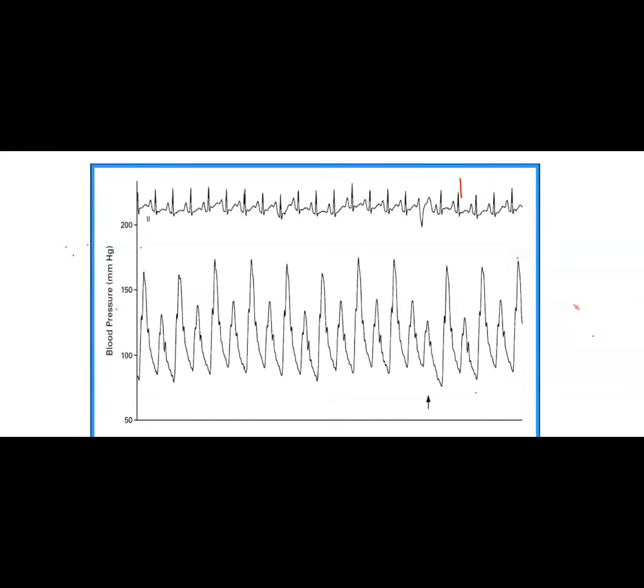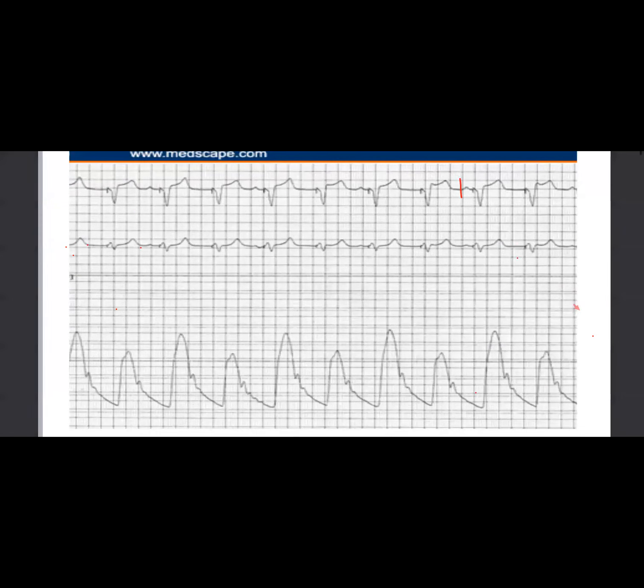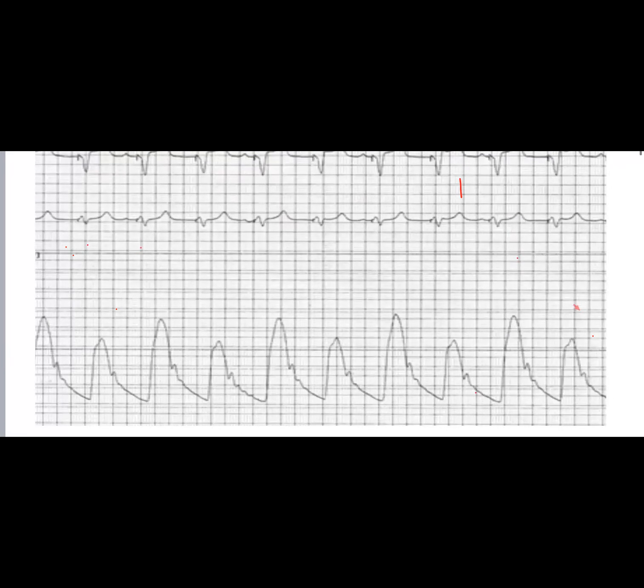Yes. Now I need an intelligent guess for this. Again, it just looks like pulsus alternans, beat to beat variation in the amplitude, but it is not pulsus alternans. Take it from there. AV dissociation.